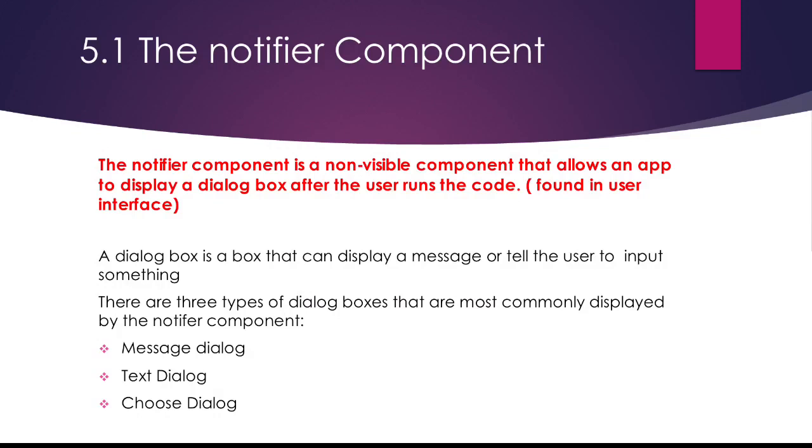So let's say that you have a code and you add a notifier to that code. This will allow you to display a dialog box on the emulator screen, which is visible to the user. Now you must be wondering what a dialog box is and what its functions are. A dialog box is a box that can display a message or tell the user to input something in the dialog box. The notifier component can display three main types of dialog boxes. These include the message dialog, the text dialog, and the choose dialog.